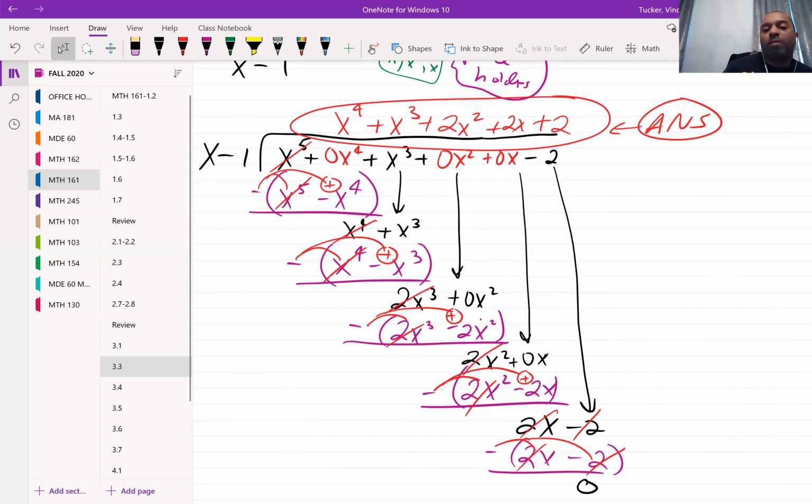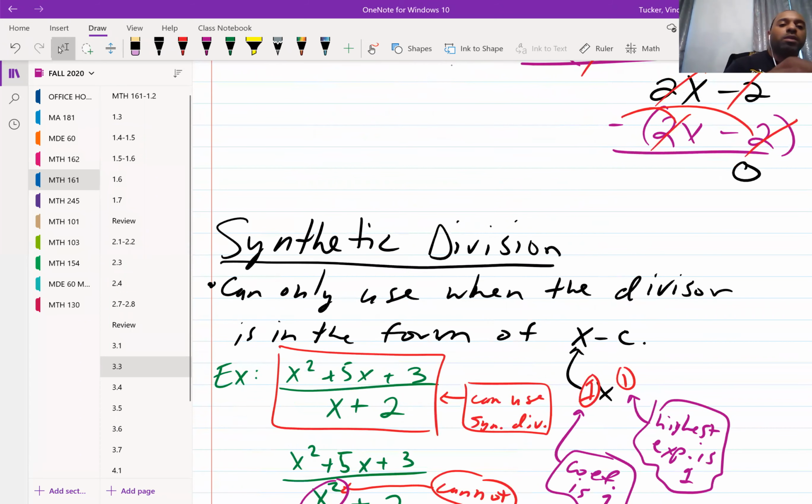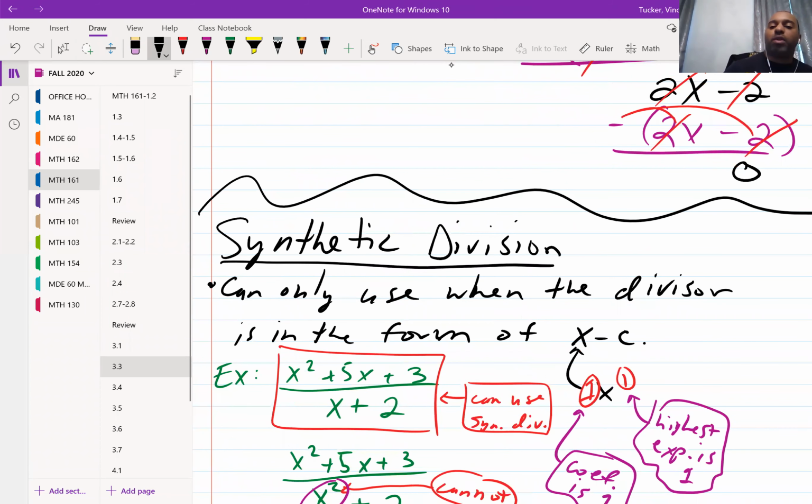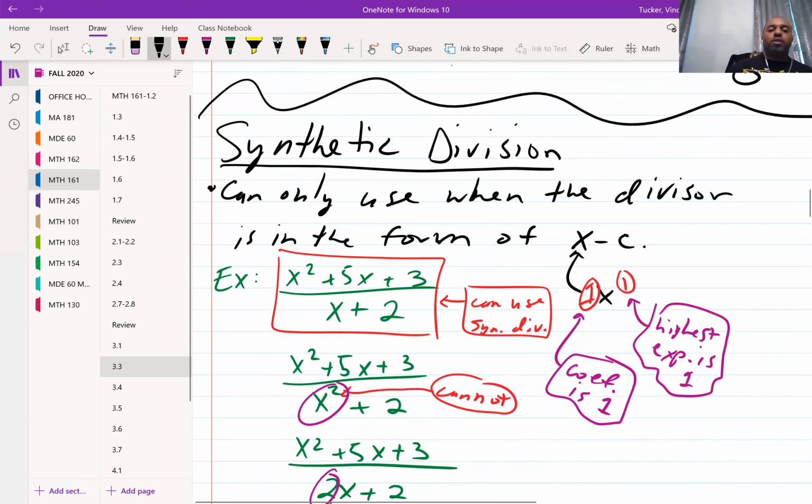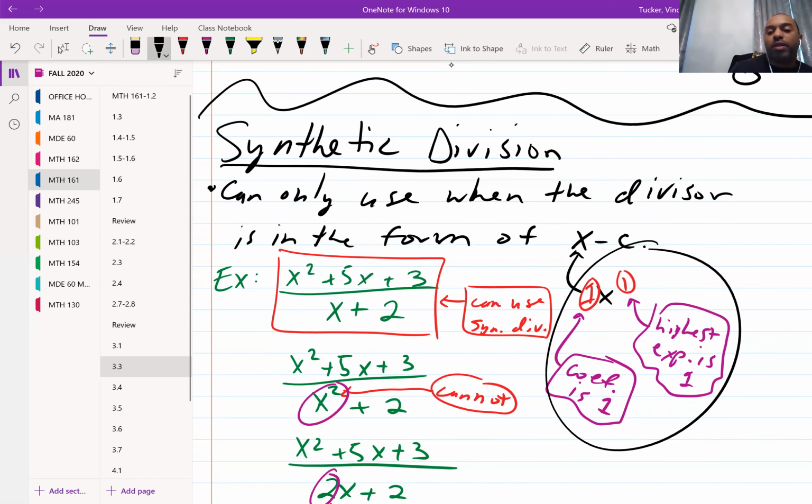All right, so let's look at synthetic division. It's a shorter process, still dividing, but it's a little bit easier if you can hold true to the process. Synthetic division can only be used when your divisor is in the form x minus c. What we mean by that is that your coefficient, the number in front of x, is 1, and your exponent is 1. That's what we're saying right here.